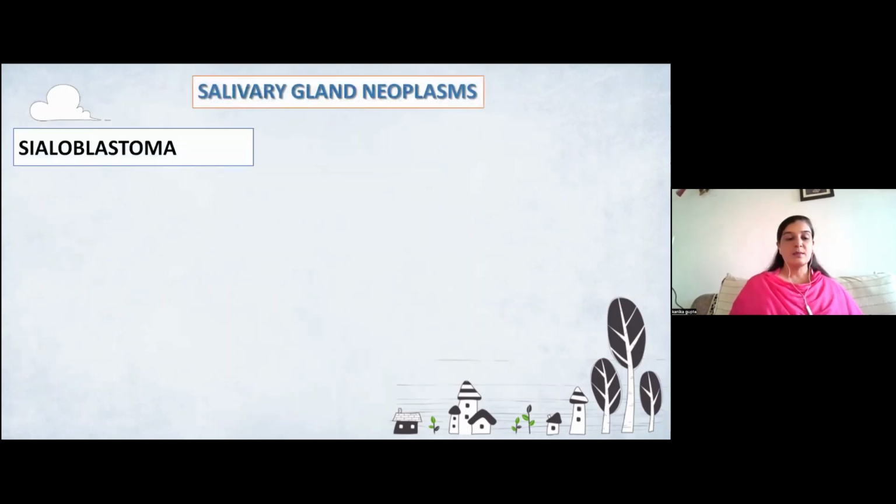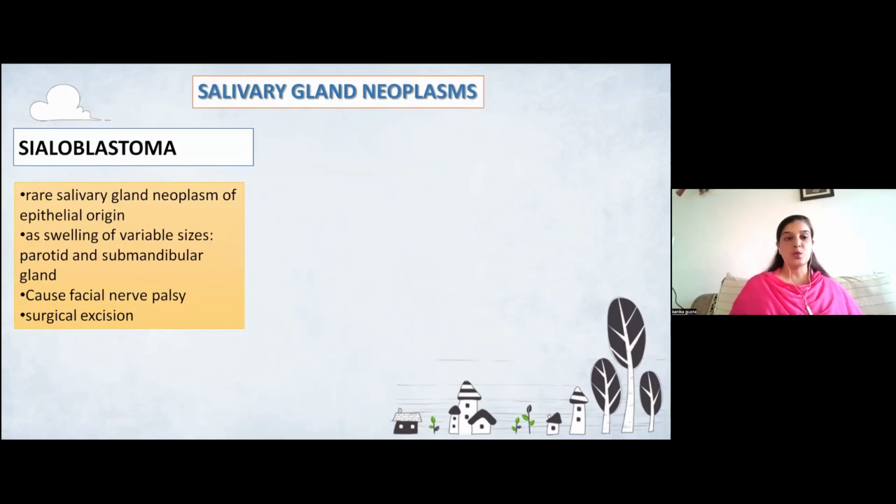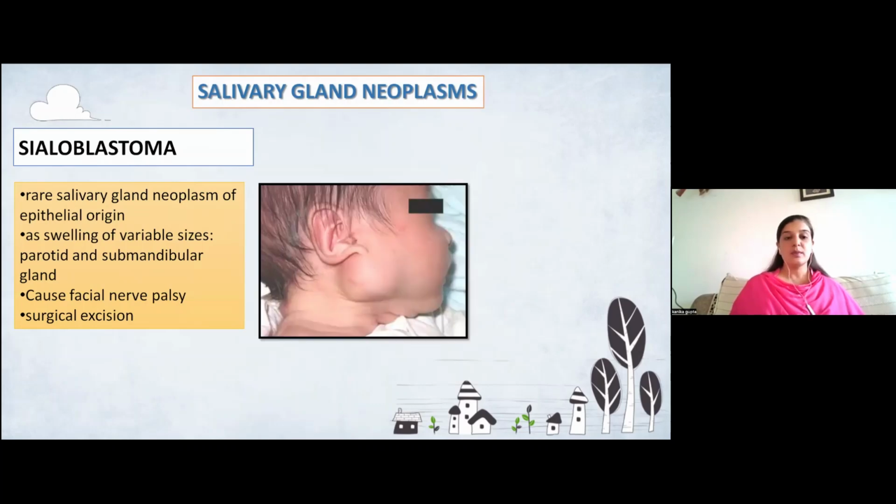Salivary gland neoplasm. The first one is the xyloblastoma. This is a rare salivary gland neoplasm of epithelial origin that happens in neonates. It occurs as a swelling involving the parotid or the submandibular gland, but it can lead to facial nerve palsy if it is involving the parotid gland. Surgical excision is the treatment of choice for xyloblastomas.